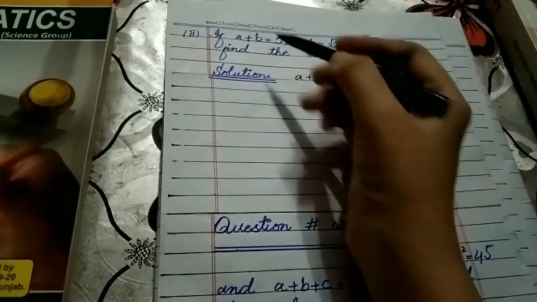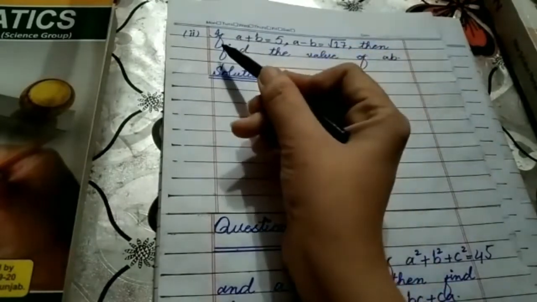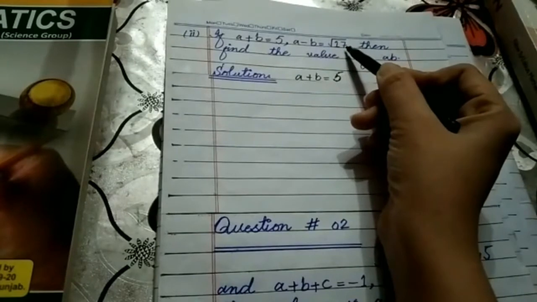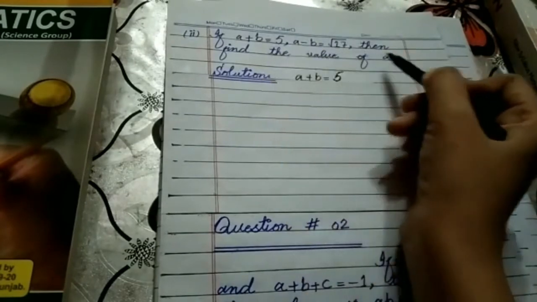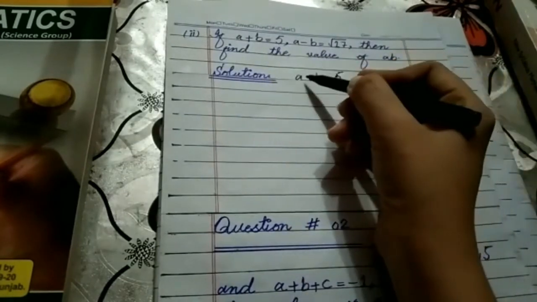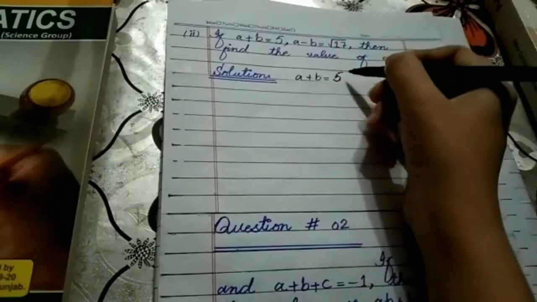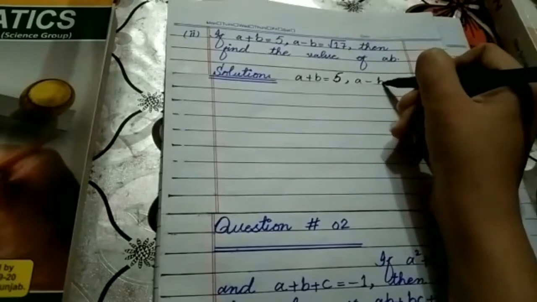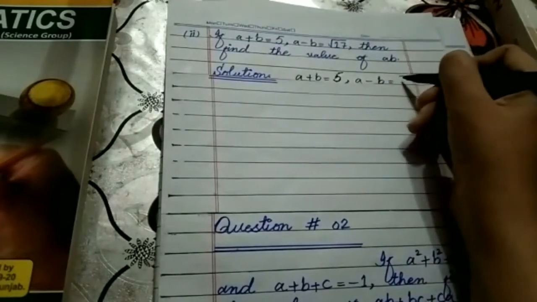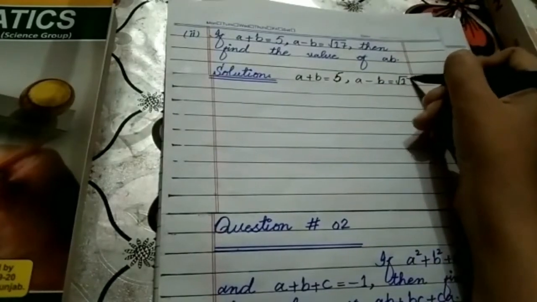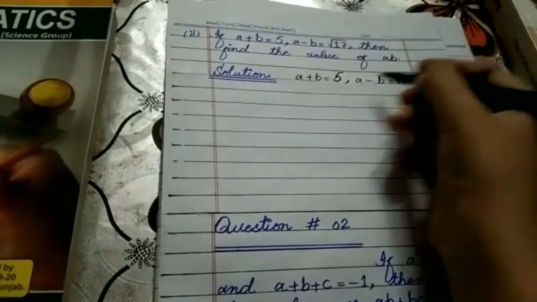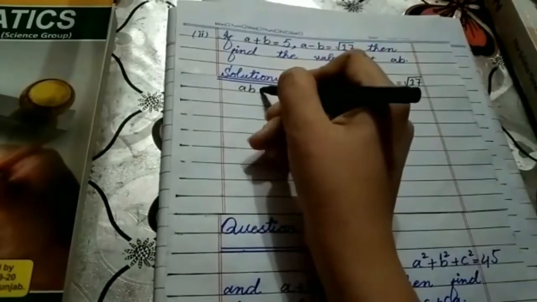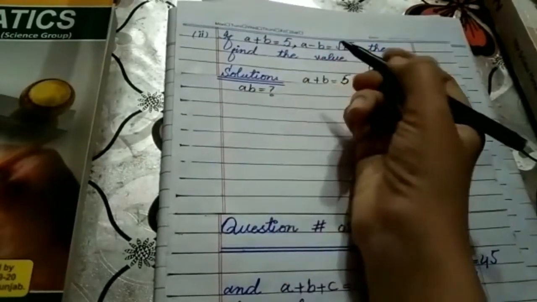Okay, students, our question number 1 part 2. If a plus b is equal to 5, a minus b is equal to square root 17, then find the value of ab. As given data, a plus b is equal to 5, a minus b is equal to square root 17, and then we have to find the value of ab.